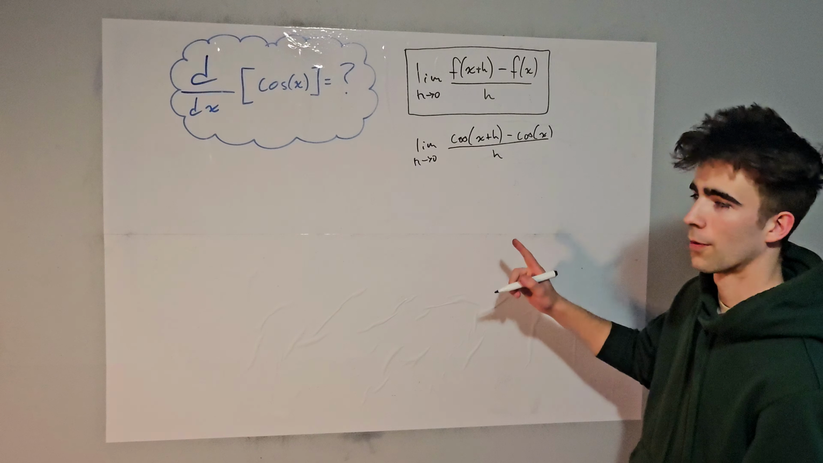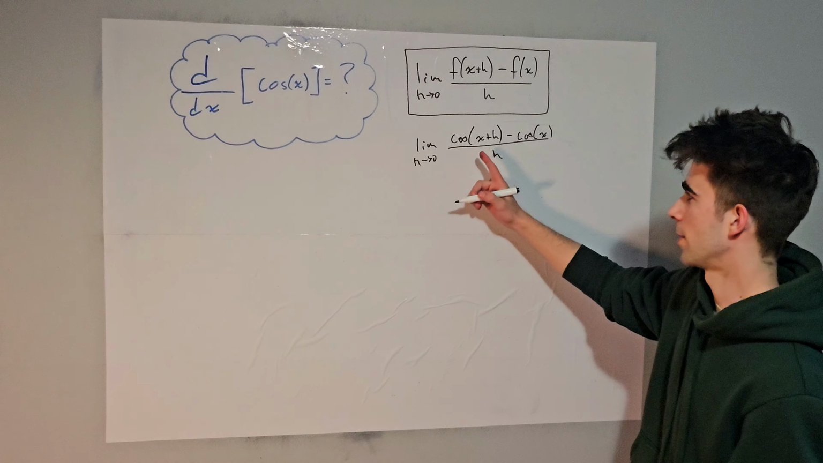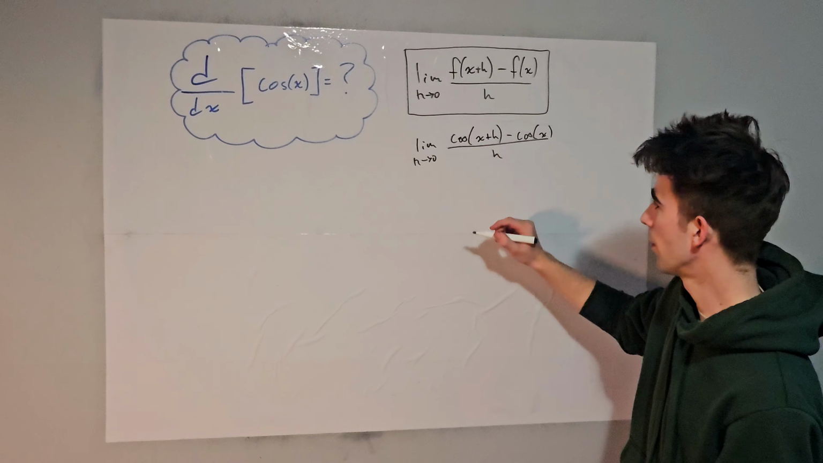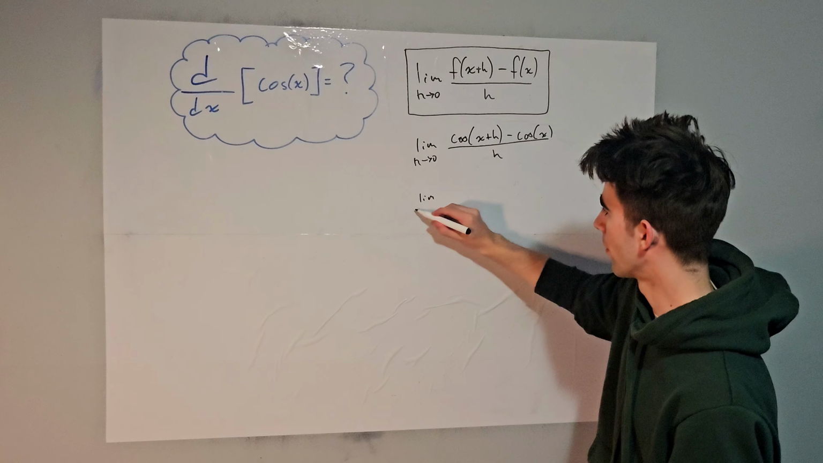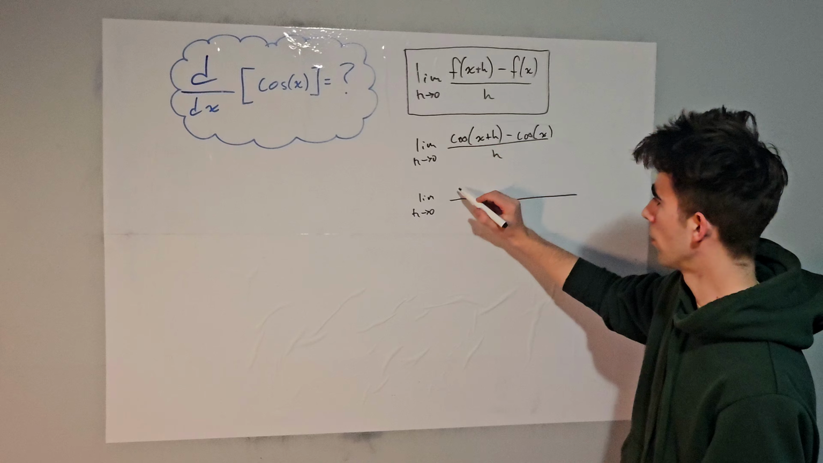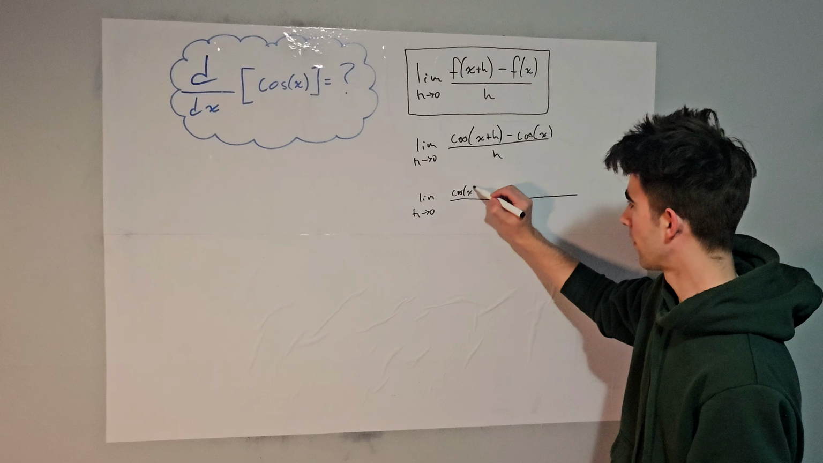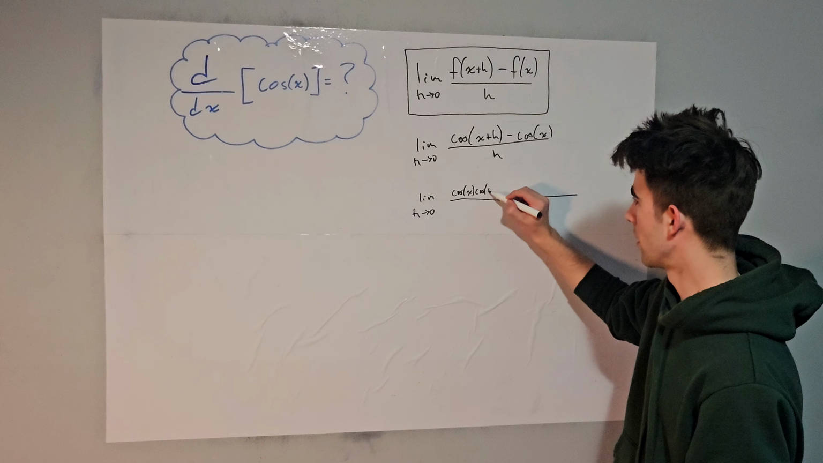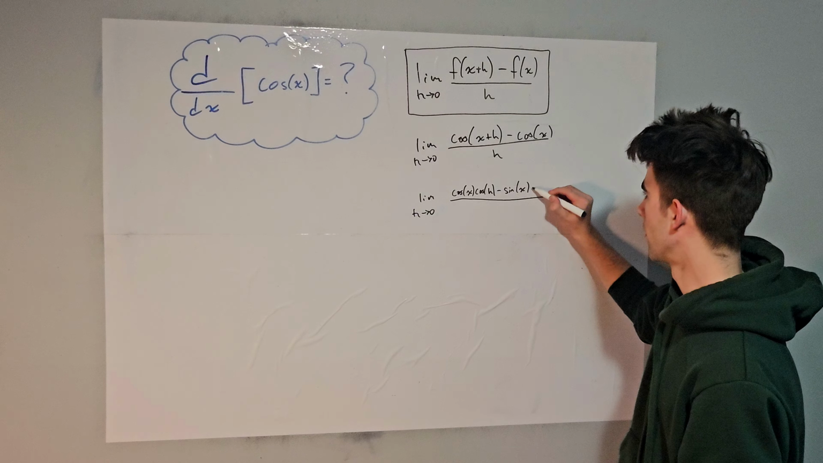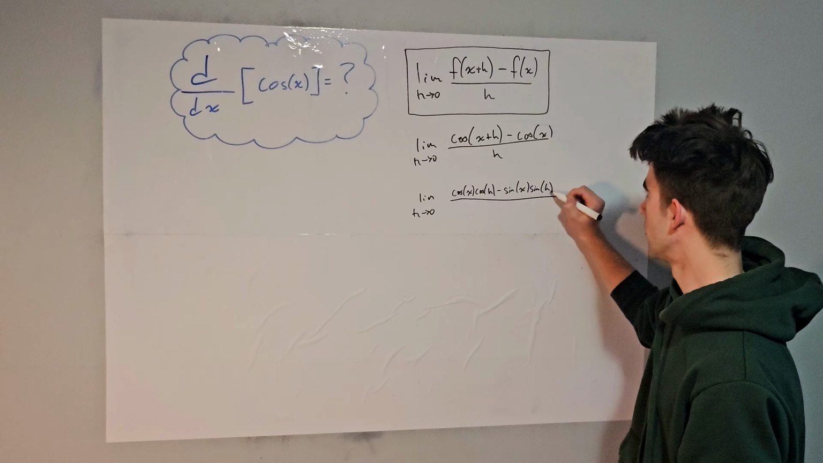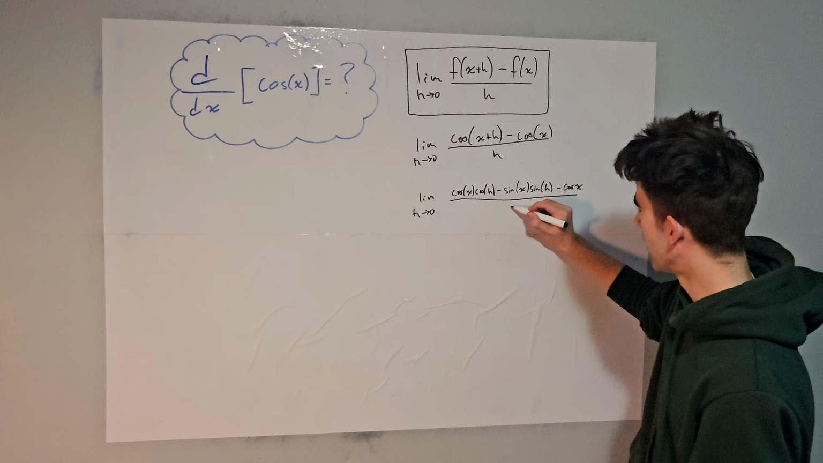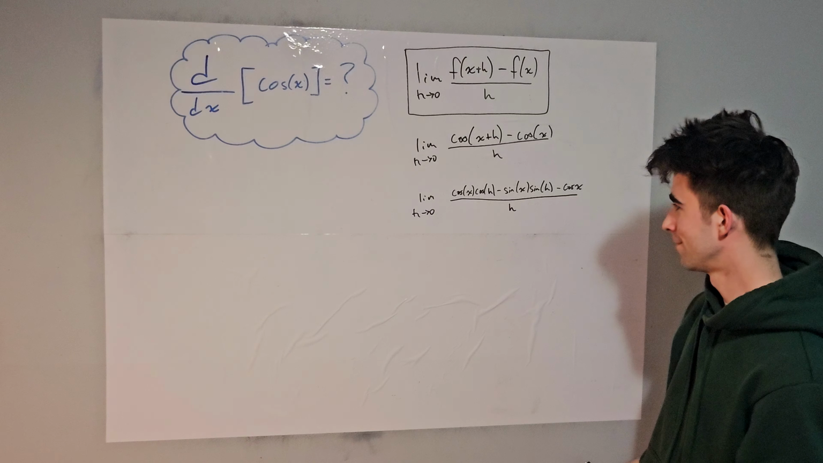So what we can do is use a trigonometric identity on cos(x + h). So this will be equal to, still the limit as h approaches 0 of, we're going to do cos x cos h minus sine x sine h minus cos x, all over h.